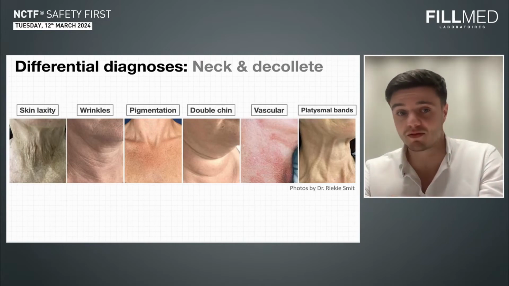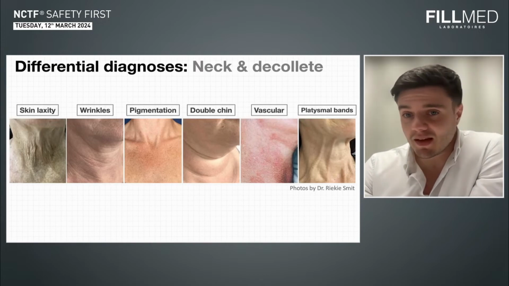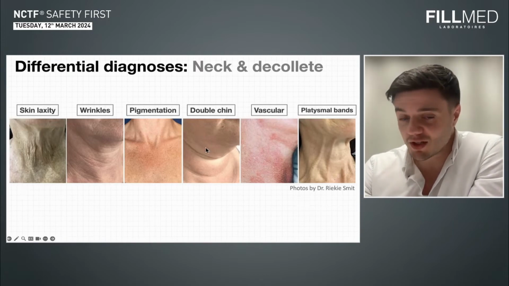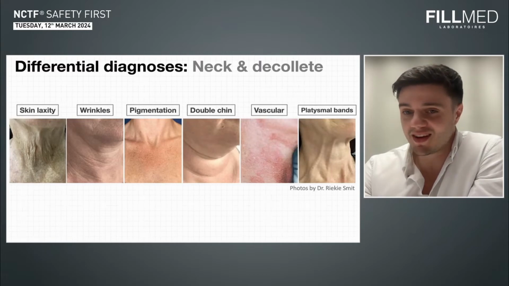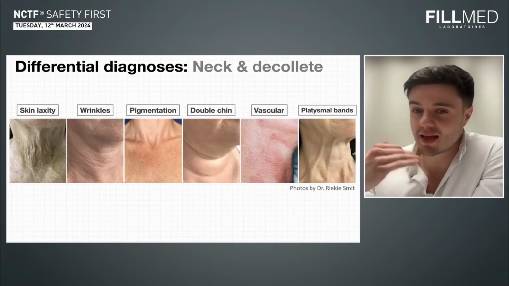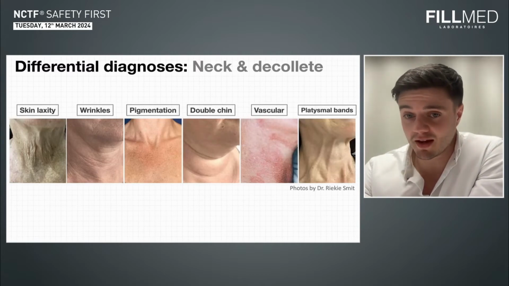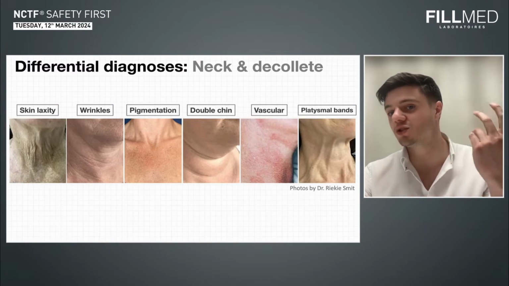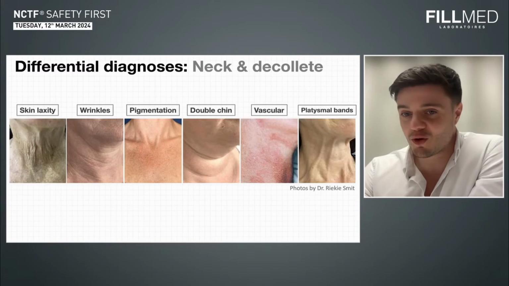Also, the double chin and other structural deficits are not something we would holistically treat with skin revitalization. This is a nice add-on and definitely something we can offer, but always keep in mind that the aesthetic concern of the patient is what we're trying to treat. And of course, we're not able to erase a double chin with skin revitalization.